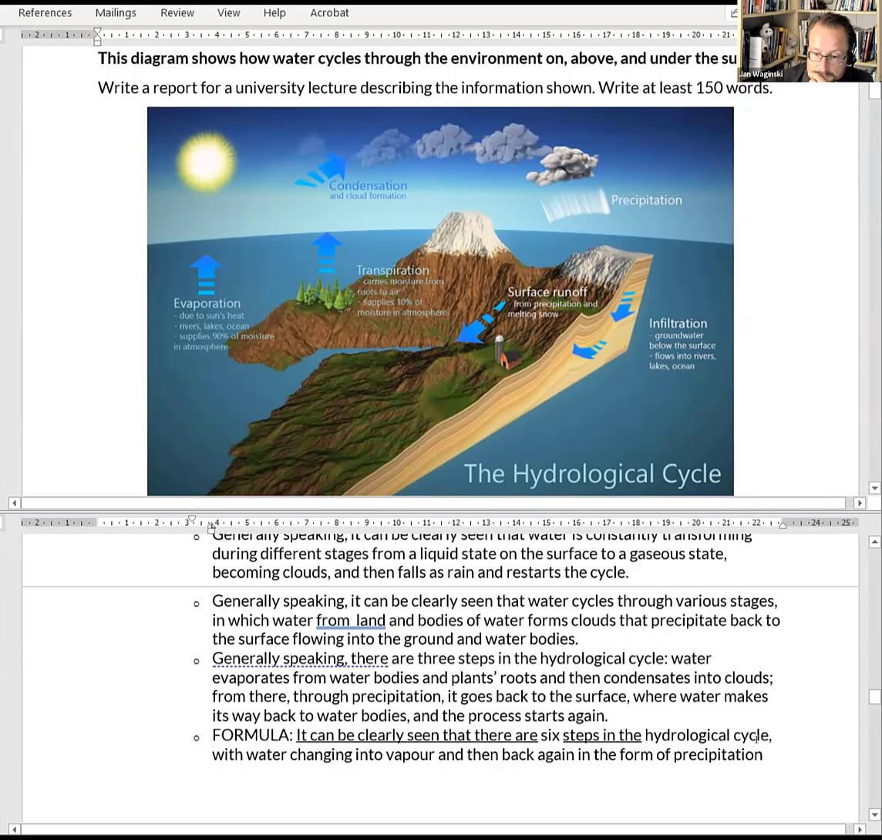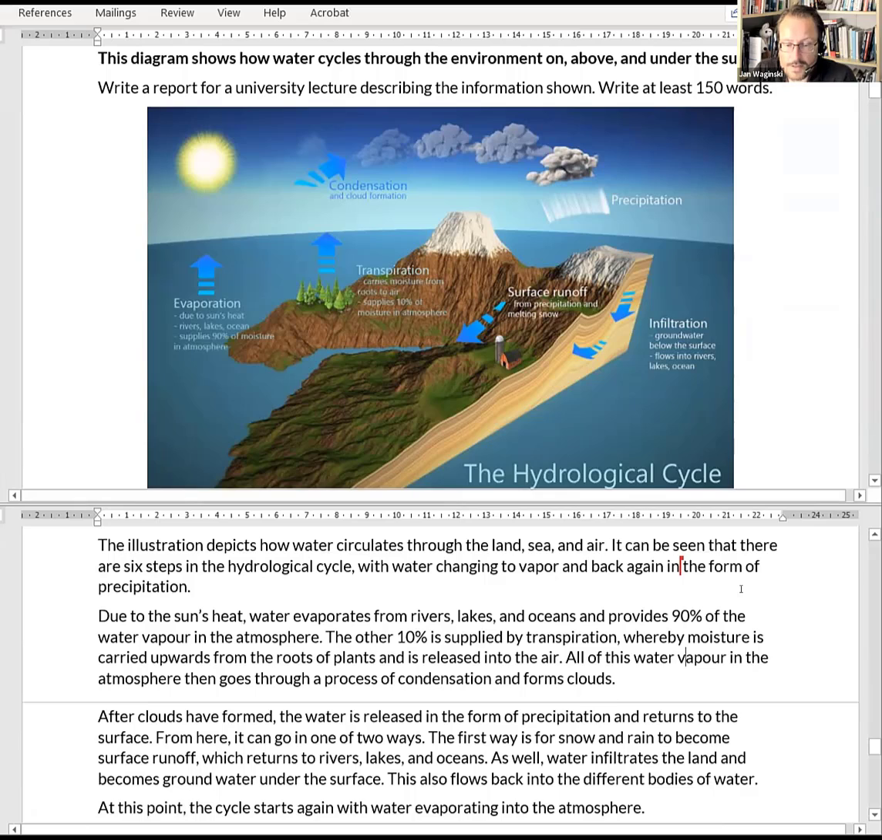Okay, what we're going to do is read a model together. Don't take a picture or anything. I'll give you a link to this document later. All right. The illustration depicts how water circulates through the land, sea, and air. It can be seen that there are 6 steps in the hydrological cycle, with water changing to vapor and back again in the form of precipitation.